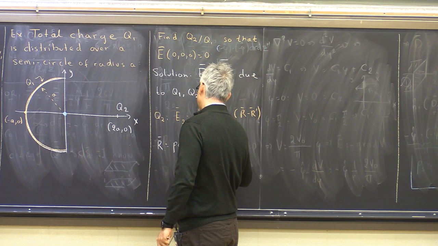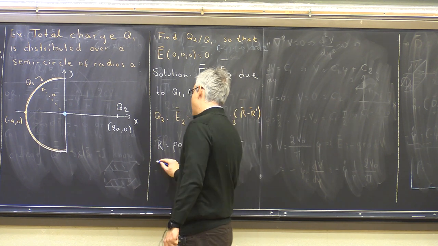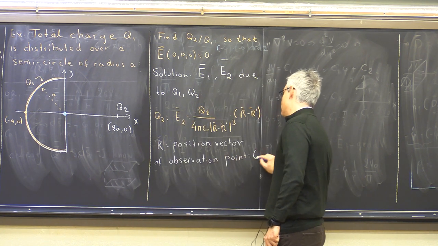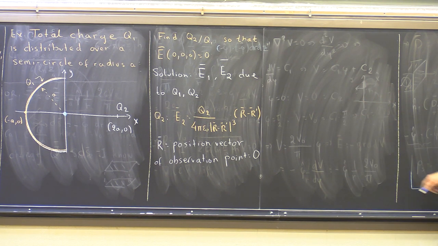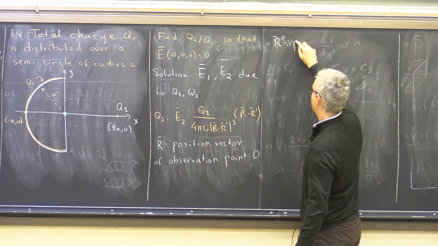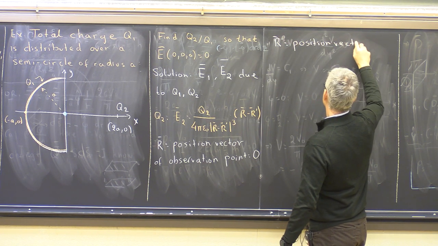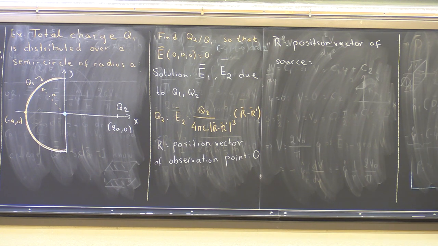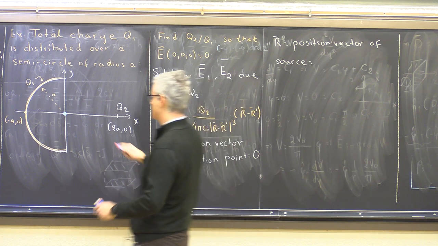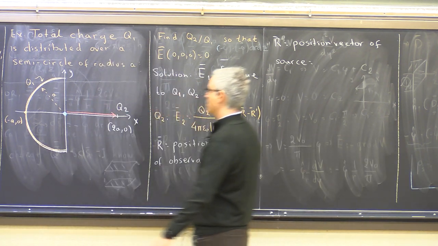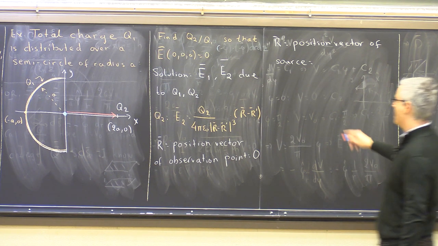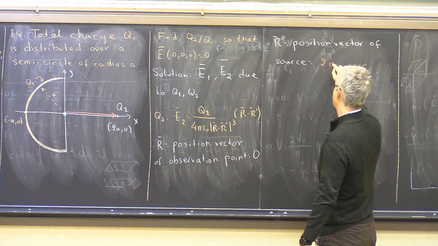So in this formula, R is the position vector of the observation point, and that is simply zero. The observation point is at the origin. R prime is the position vector of the charge, the position vector of the source. So the position vector of this second charge, again, I'm starting from Q2, not Q1, because it's a bit easier, so I can do it quickly. This is the position vector of the charge Q2. Position vectors connect the origin to the source points. And you see that this R prime is equal to 2a x hat.